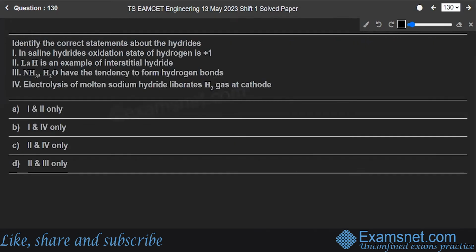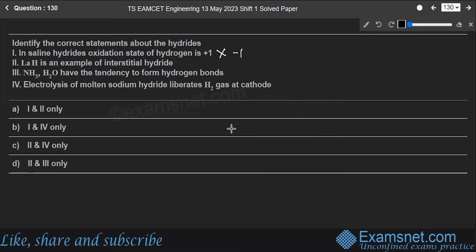Identify the correct statements about the hydrides. In saline hydrides, the oxidation state of hydrogen is +1. Okay, yes, you have to identify the correct statements about the hydrides. The first one says, in saline hydrides, the oxidation state of hydrogen is +1. That is not right. In saline hydrides the oxidation state of hydrogen is -1. So this is incorrect. Next one, LaH is an example of interstitial hydride.